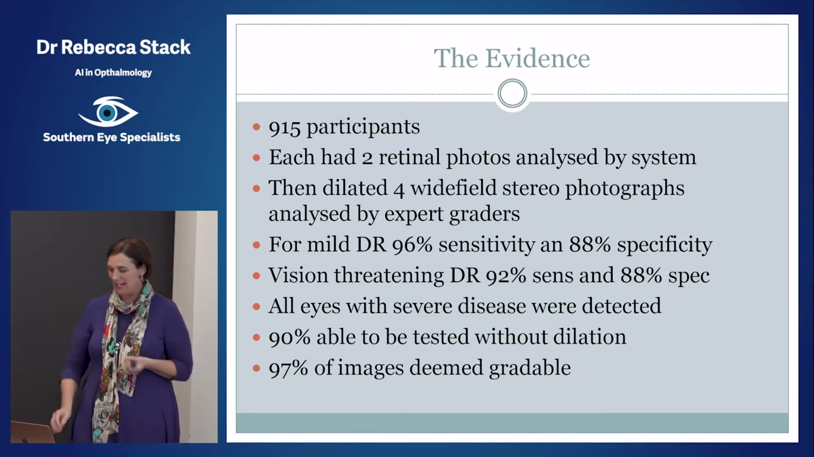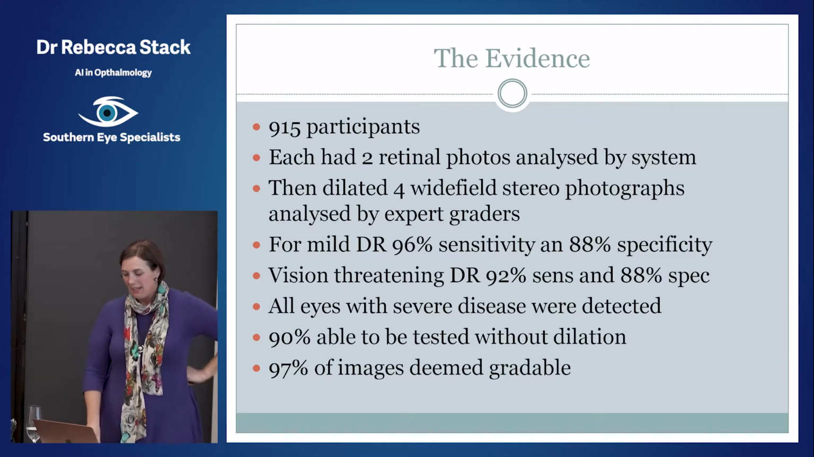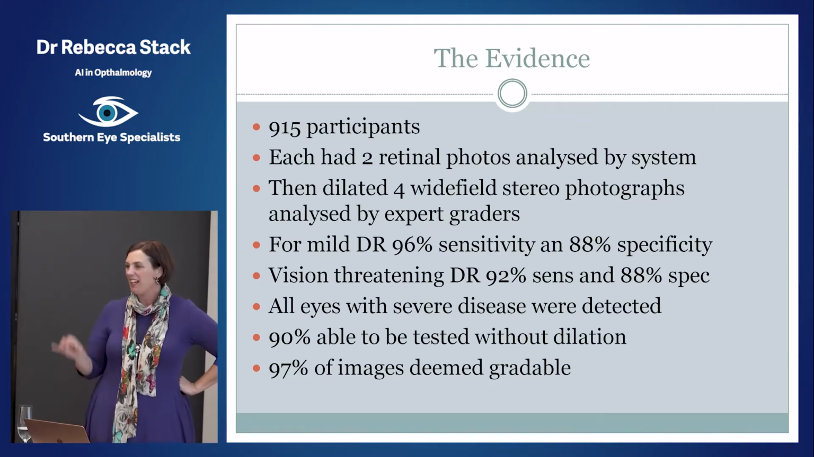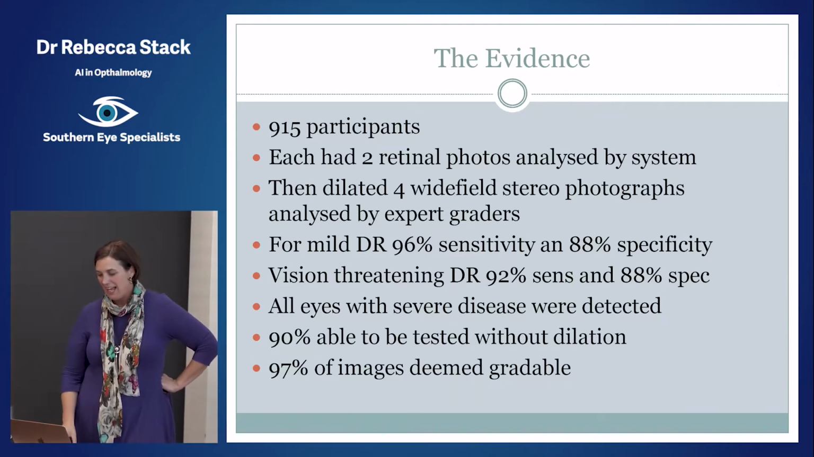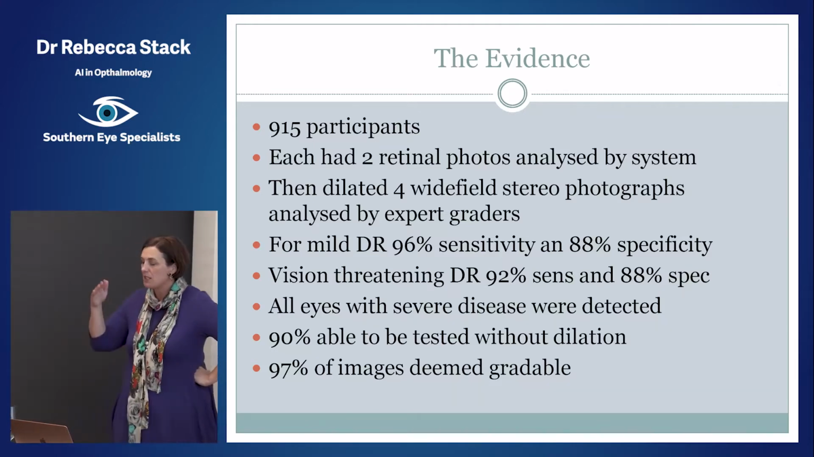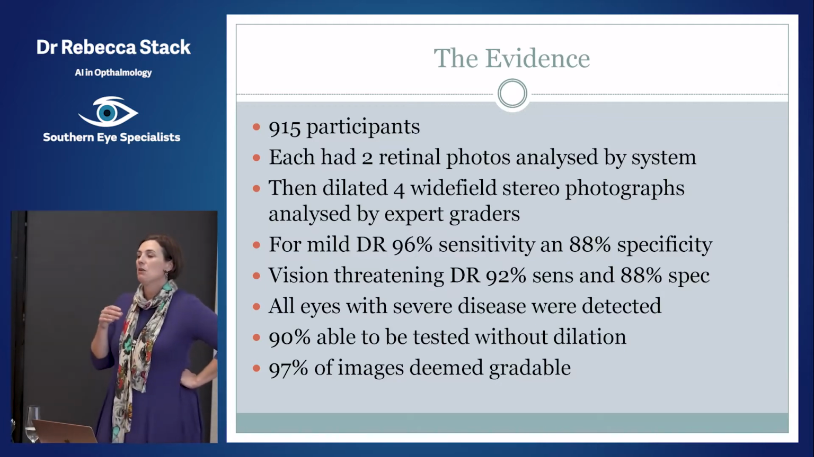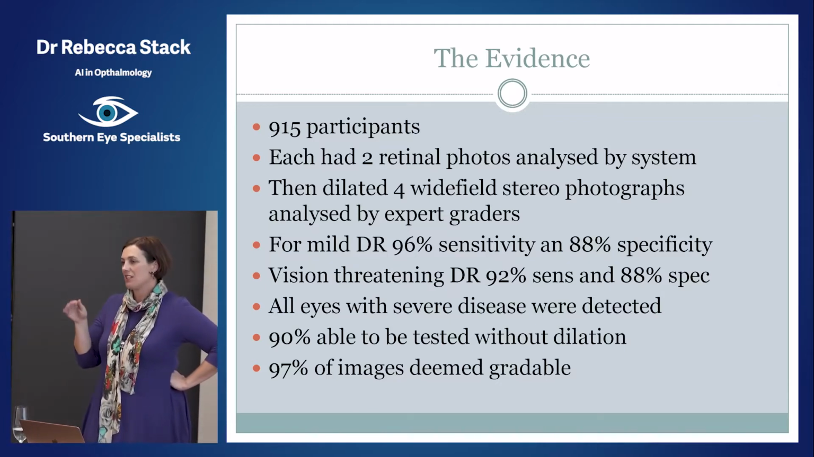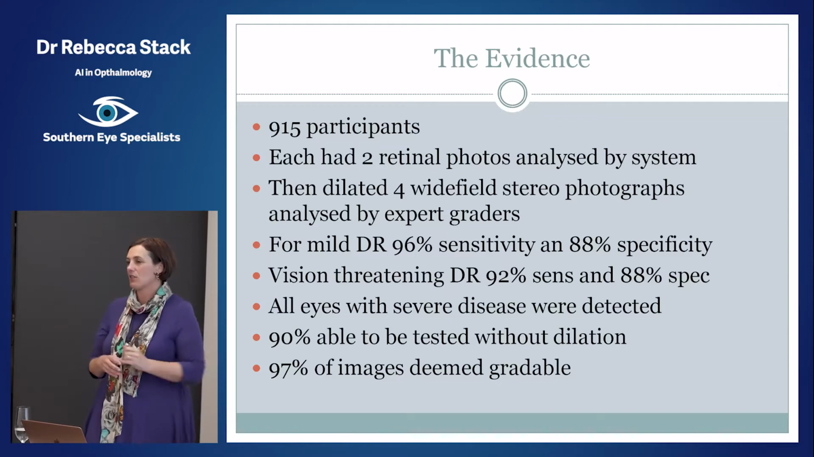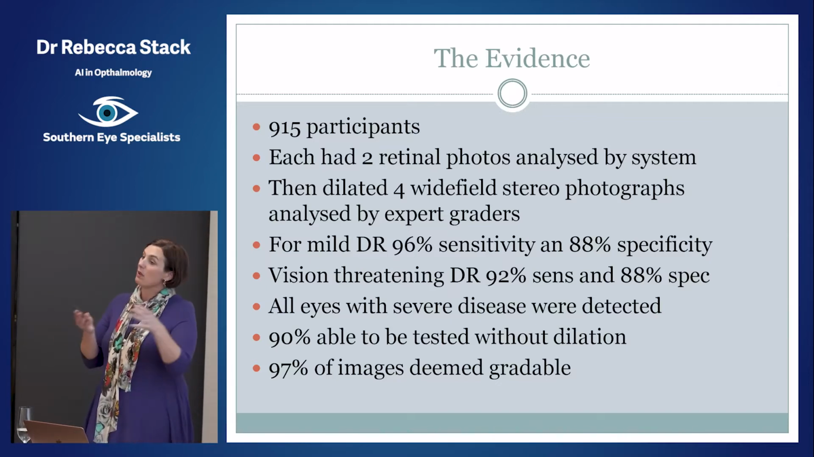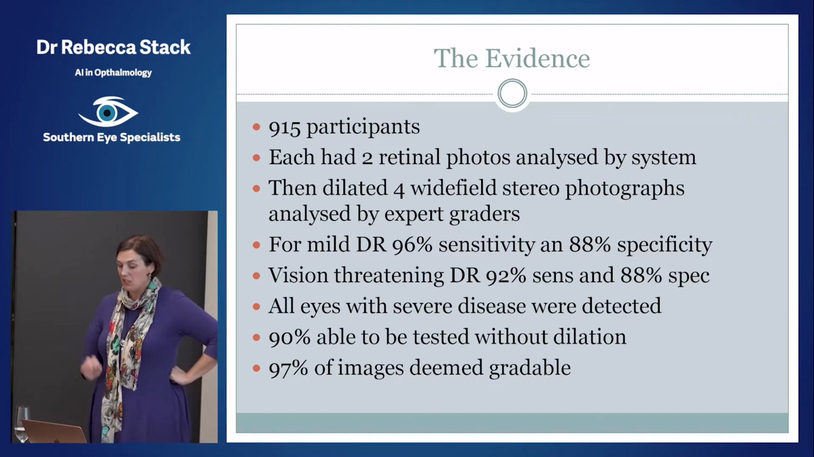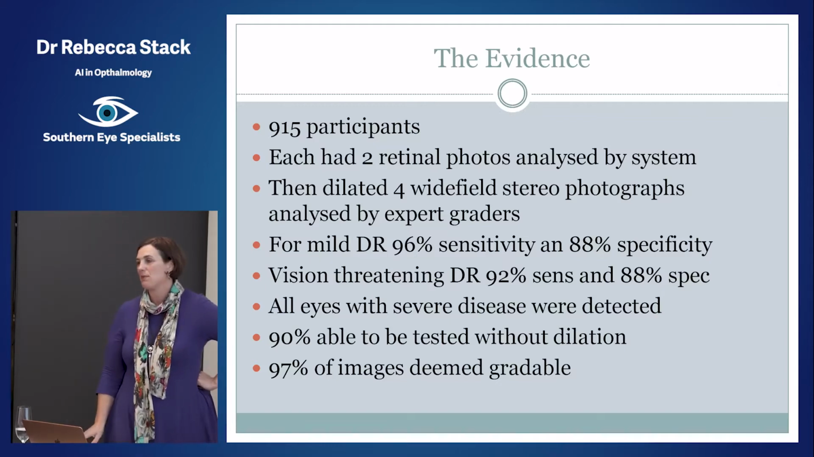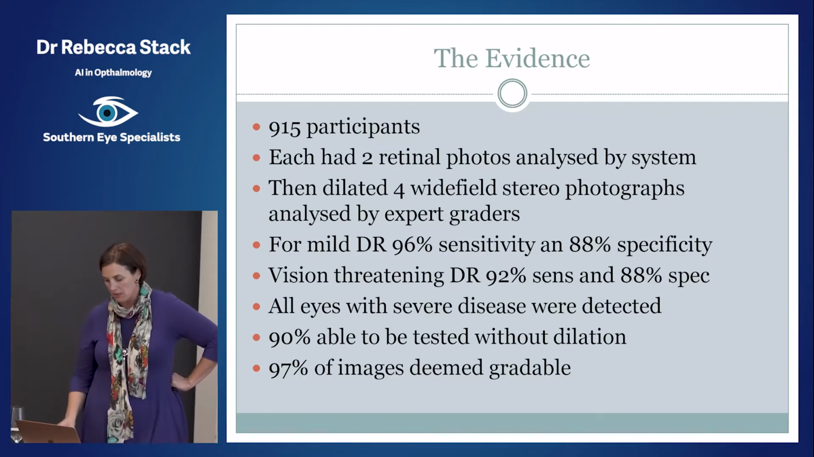So it's pretty unfair comparison already. But for mild diabetic retinopathy, the computer got it right 96% of the time. Okay, 88% of the time, the specificity measures its ability to not detect disease when it's not there, if you like. So it would say that there was a problem when there wasn't, if the specificity is low. So for vision-threatening diabetic retinopathy, 92% of the time it got it right, and 88% of the time it said there was a problem when there wasn't.